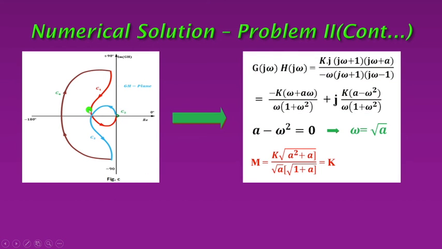Then find the intersecting point, and check whether the magnitude is greater than 1 or less than 1. Separate the real and imaginary parts. At that point, the imaginary part is 0. Considering the imaginary part as 0, find omega. Here omega equal to root a. Put this omega in the magnitude expression and calculate it. So the magnitude is equal to K.